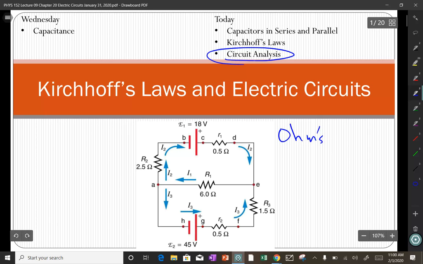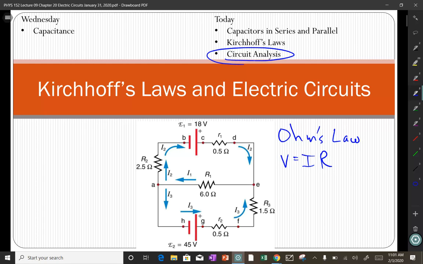Ohm's law. Who remembers Ohm's law? We know it three different ways. V equals IR. We're going to use this in our circuit analysis to relate current and voltage. Remember, the V is the voltage difference across a resistor. I is the current through the resistor.